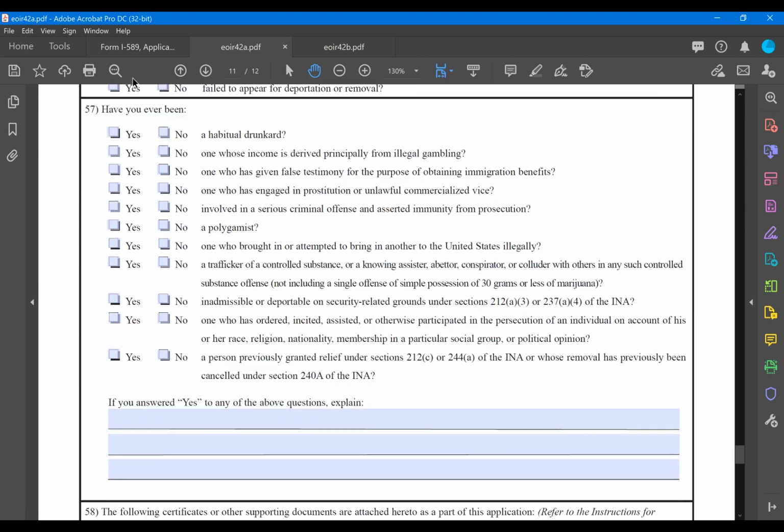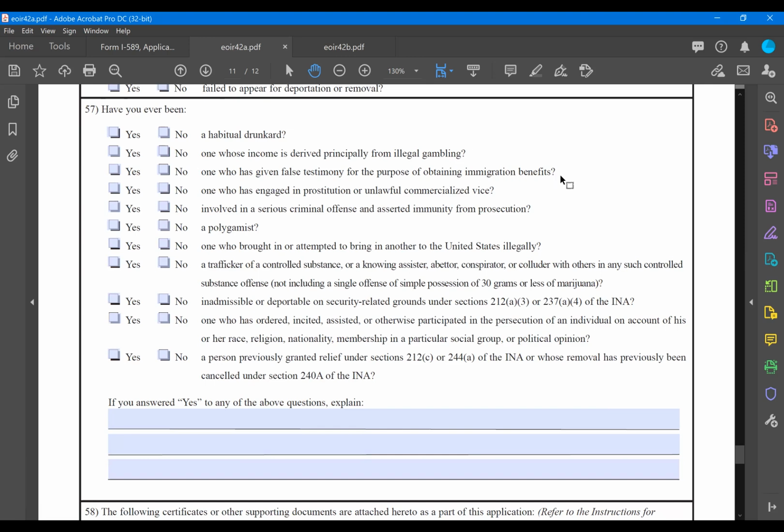And then these are kind of some weird questions. Is the person a habitual drunkard? Hopefully not. Hopefully nobody would ever admit to that, and we don't want to admit to that. So typically no. One whose income is derived principally from illegal gambling. Again, even if it were the case, which I haven't seen, I would be shocked if somebody admitted to that. But one who's given false testimony for the purpose of obtaining immigration benefits.